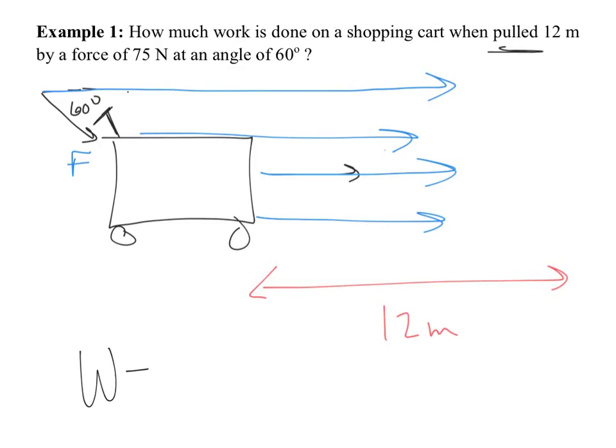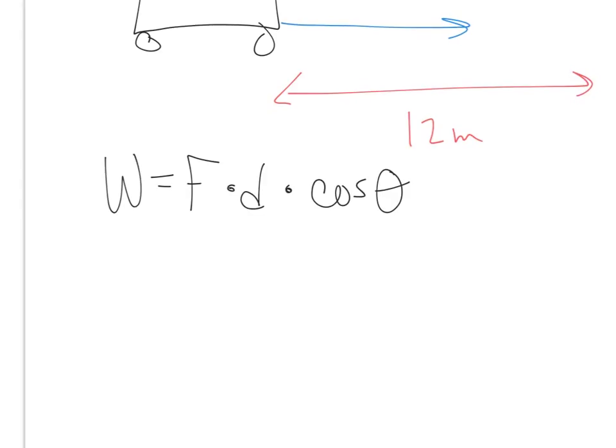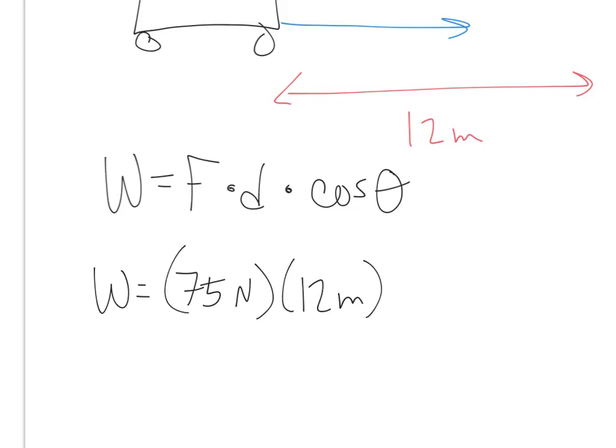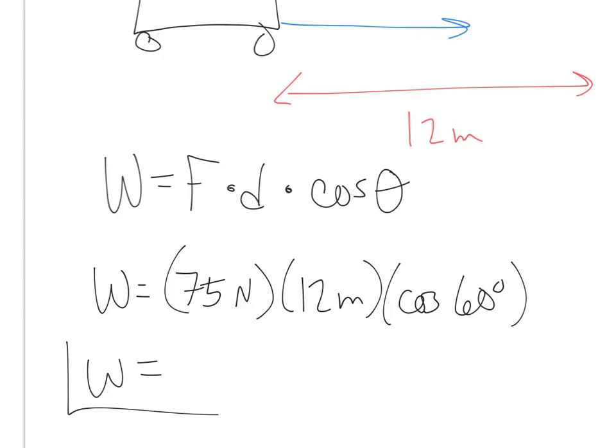The work done is force times distance. Notice it's not displacement, but distance here, times the cosine of theta. The force is 75 newtons. The distance covered is 12 meters. And the angle is 60 degrees. So how much work is done on the shopping cart by the person? How much work is done? Make sure you're in degree mode, please. Degree mode.